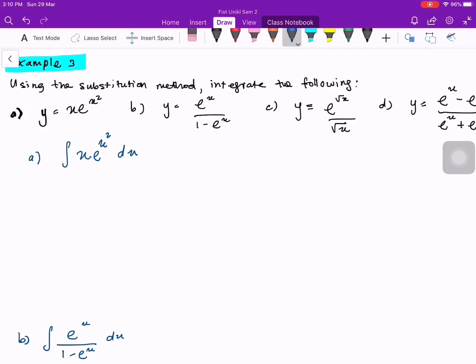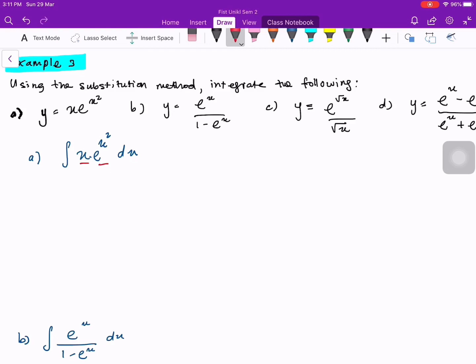So sebelum tu dalam video ni insyaAllah saya akan share sedikit tips bagaimana pemilihan u substitutions untuk setiap function apabila melibatkan exponent function. Contohnya dekat sini, kalau kita ada integral of x times e to the power of x squared dx. Okay. So kalau kita notice dekat sini, kita ada dua function. Yang pertama kita ada polynomial dan kita ada exponent function.